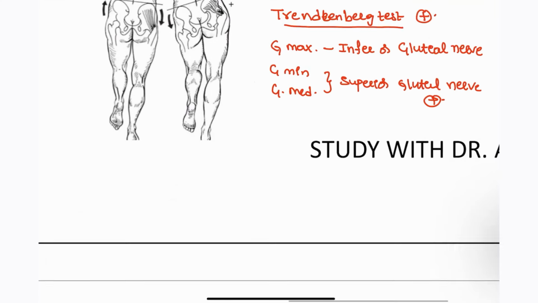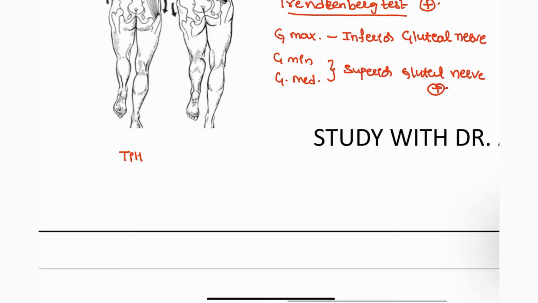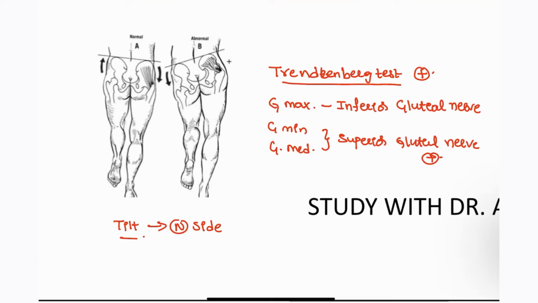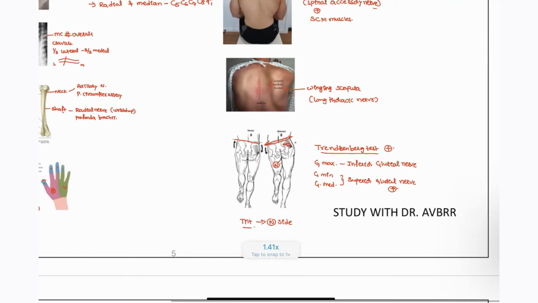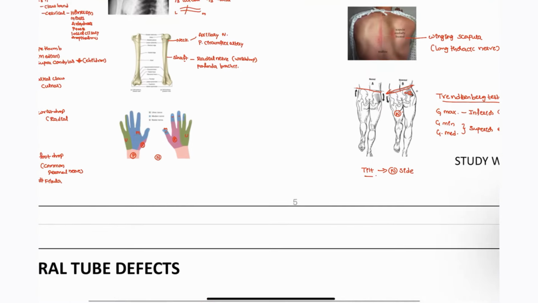So the tilt that you are seeing here, the tilt will be seen on the normal side. This is how the pressure will be affected in the normal patient. But with the nerve fibers damaged here, there will be a tilt onto the opposite side, which is normal. Right? This is how you have to understand this test in the patient.